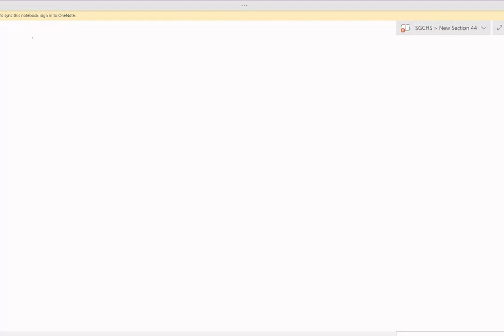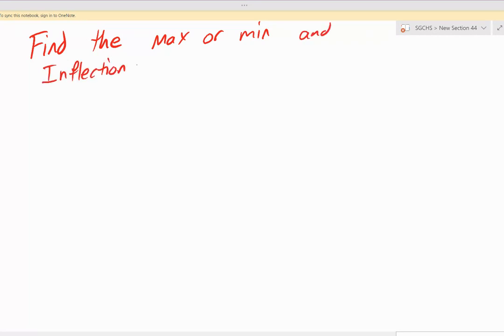So find the max or min value, max or min, and inflection points on f of x. Okay, and let's say f of x equals the natural log of x cubed over x squared.